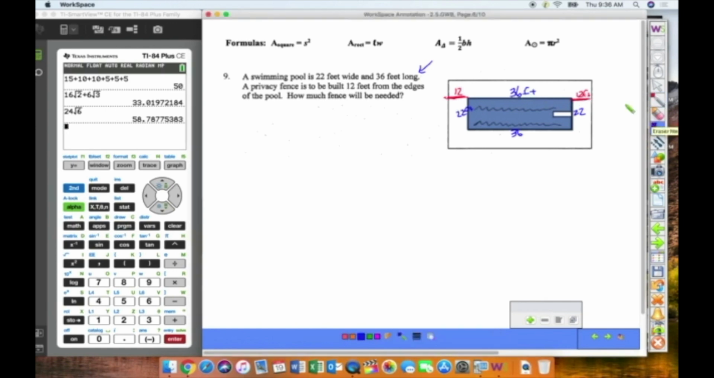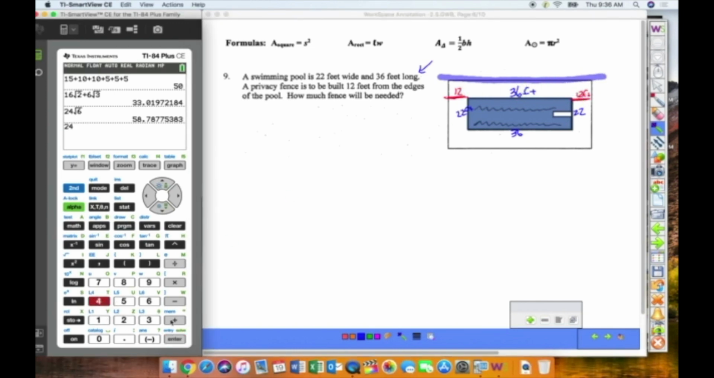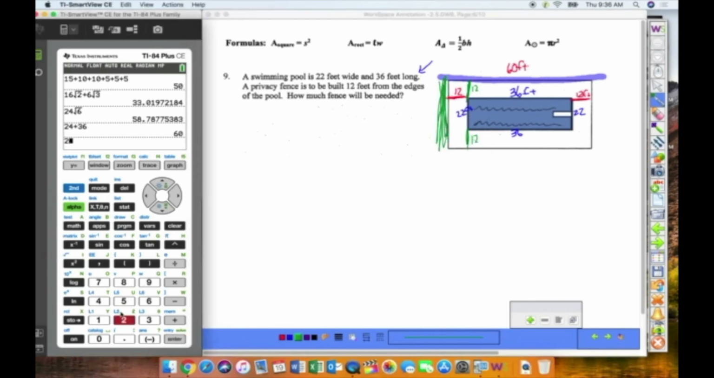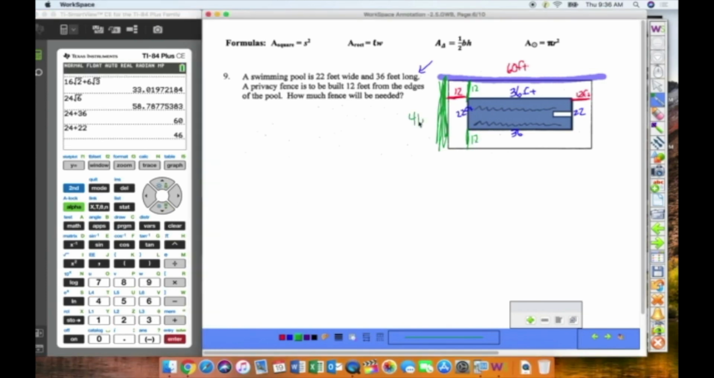So this entire distance right here is actually going to be 12 plus 36 plus 12. So that's 24 plus 36, which is 60 feet up here. Remember, we had to go 12 feet on both sides of the pool, and it's going to work very much the same way when we go this way. This is also 12 feet away from the pool, and this is also 12 feet away from the pool. So to find this entire distance right here, it's 12 plus 22 plus 12. So 24 plus 22 is 46 feet.